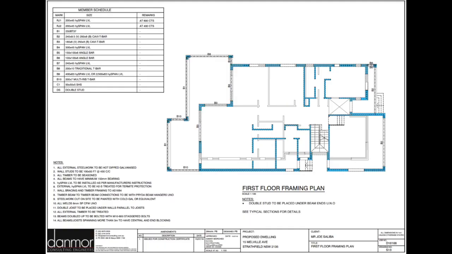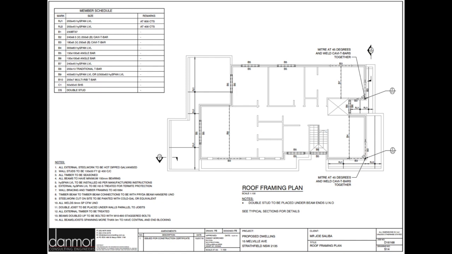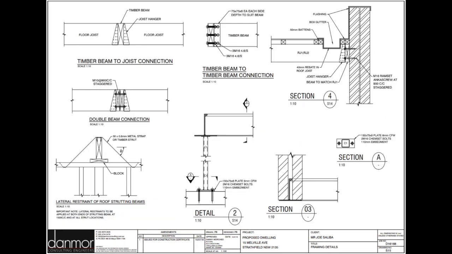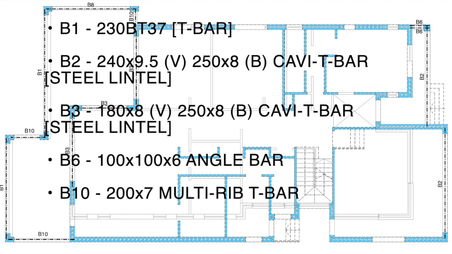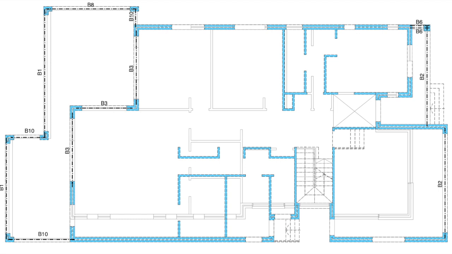The design documents for the development of this site include a first floor framing plan, roof framing plan, and framing details indicating the placement of the beams and providing sectional views of the beam connections. Looking at the first floor framing plan, various steel beams are employed in the framing of the structure. Angle bars are only used to the right of the entry, whilst T-bars and steel lintels are commonly used in the other sections of the plan.